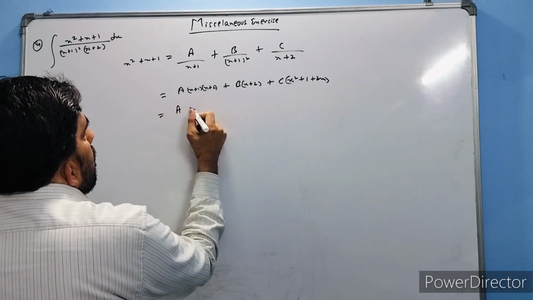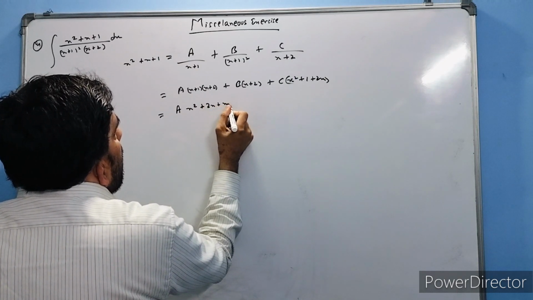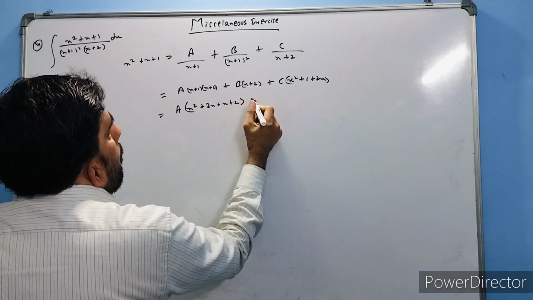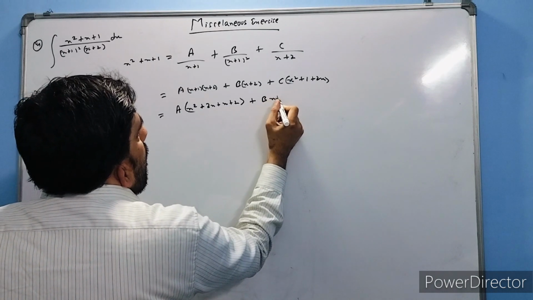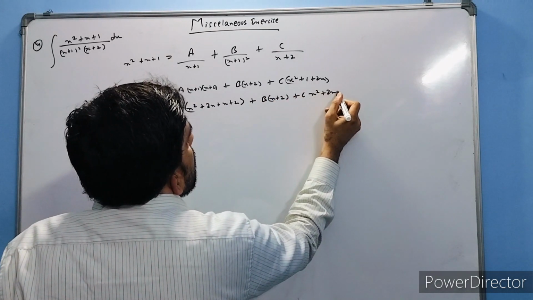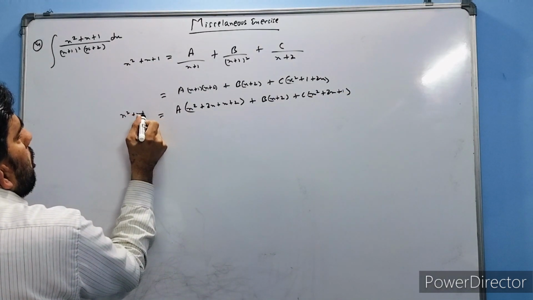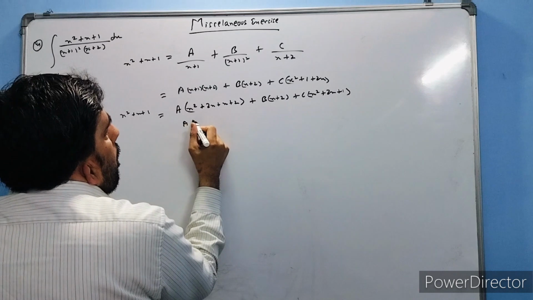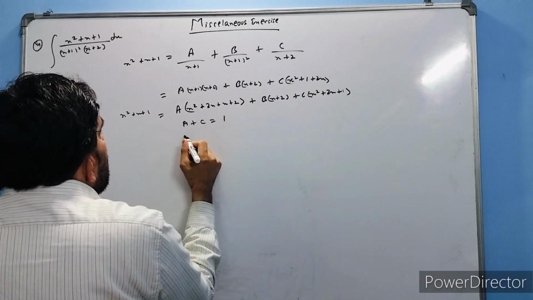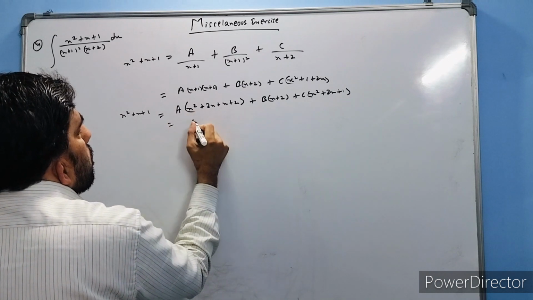Well, first multiply inside: x square plus 2x plus x plus 2, plus b we have x plus 2, plus c we have x square plus 2x plus 1. Now compare it and we'll be able to solve it. So what we have, a plus c is equal to 1.